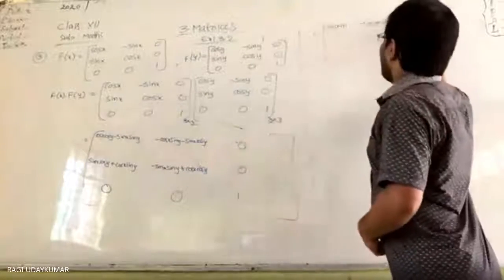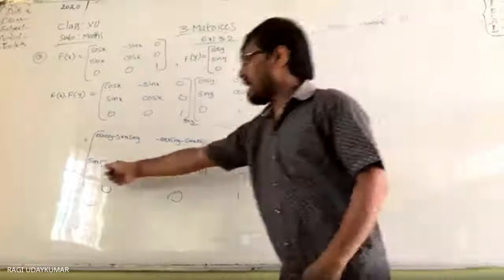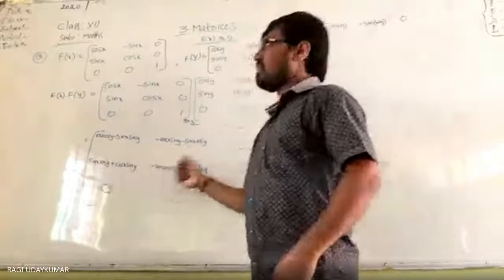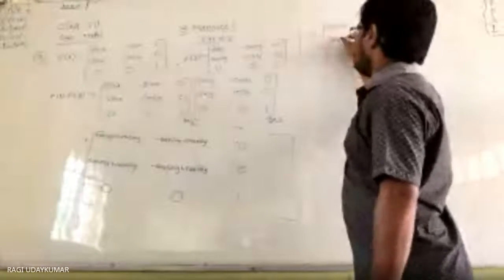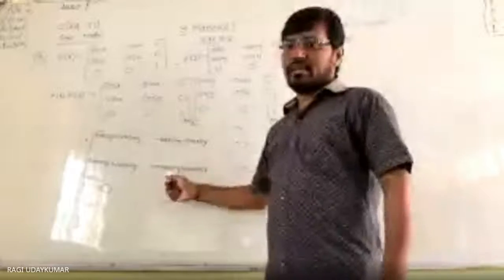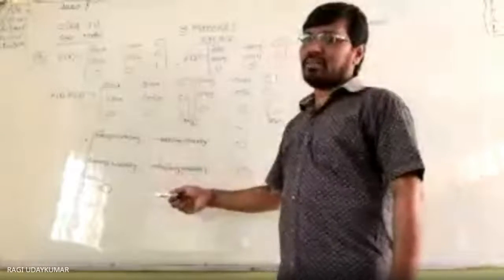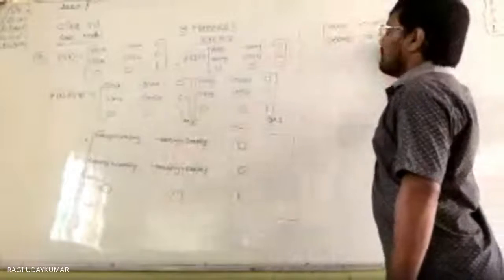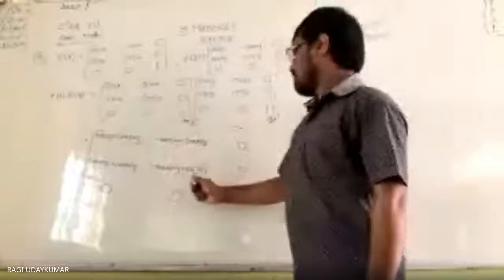The next one is 0. In the same way here, sin x cos y plus cos x sin y is sin of x plus y. And here, cos x cos y minus sin x sin y means cos of x plus y. Next, here it is 0, so 0 you are going to get, and the remaining three are 0, 0, 1.